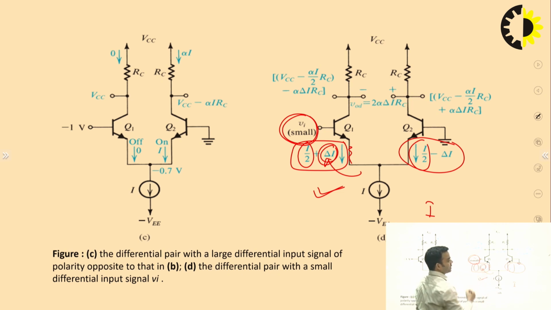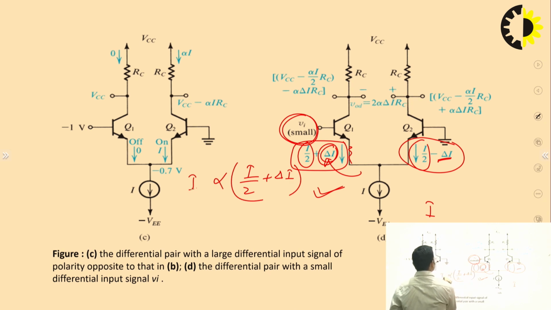If in this case plus delta I is flowing, then in this case minus delta I is flowing. And this plus delta I and minus delta I is flowing due to a small Vi which we have applied at the base of transistor Q1. Now, I/2 plus delta I, this is the ammeter current. Then what will be the collector current?